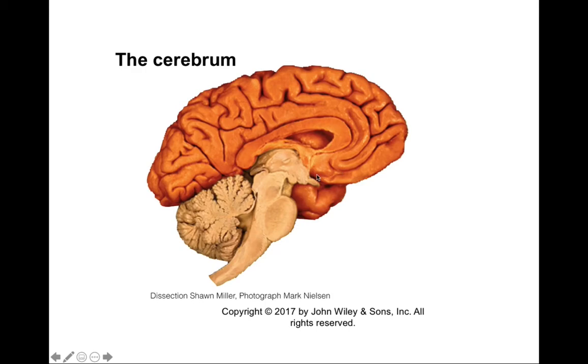So we're first going to break down the cerebrum. The cerebrum is the largest of the four principal parts of the brain. We're seeing this brain in the sagittal section, and we'll note that the cerebrum contains the cerebral cortex, the corpus callosum, as well as the lateral ventricles. These are all structures that we will point out very shortly.